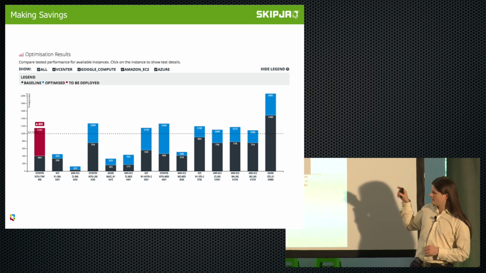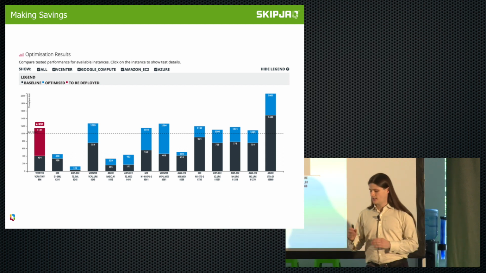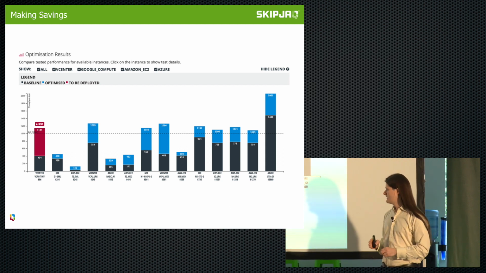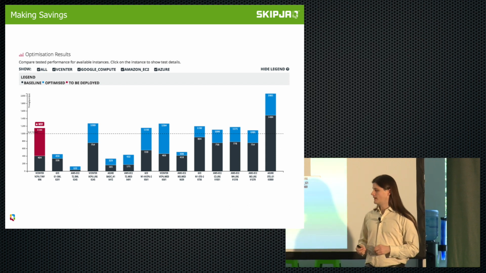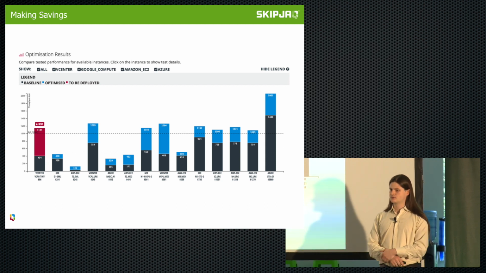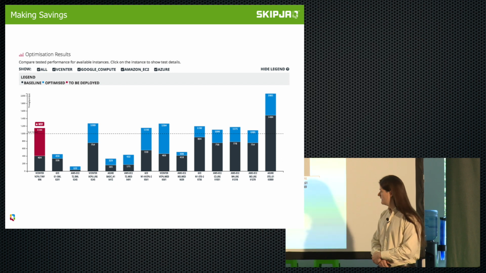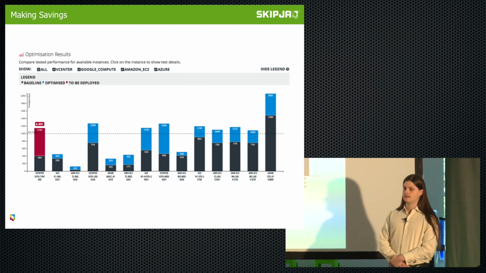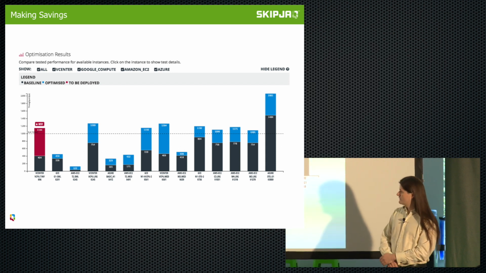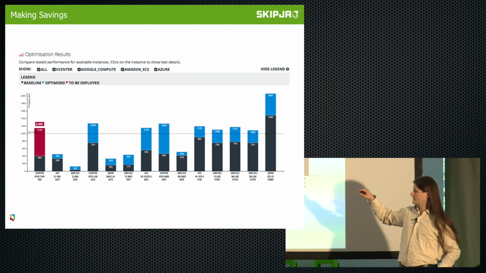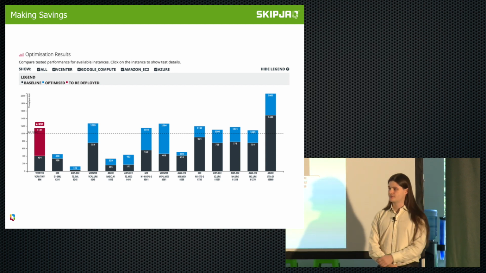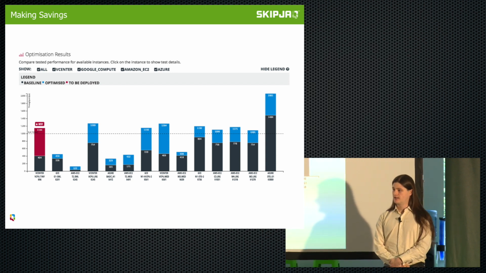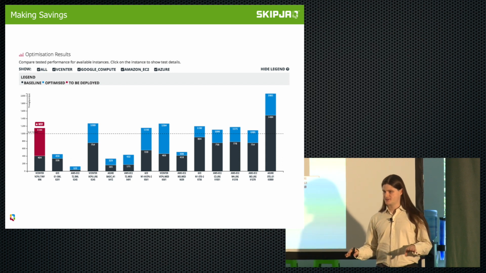Each one of these bar graphs is one different instance type, maybe an Amazon EC2 T2 small or M3 large, or an Azure A1 basic, or maybe even a private cloud in vCenter or something. And the darker bars are what we benchmarked your app at on that instance with your test load at the baseline as you provided it.